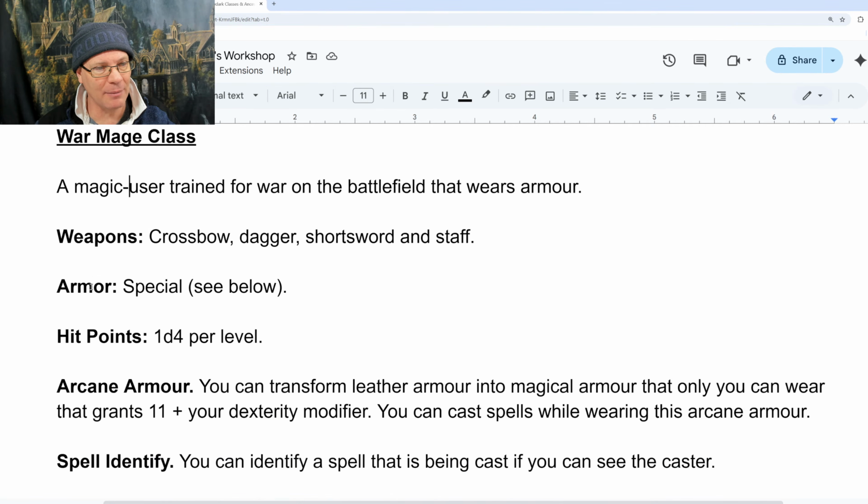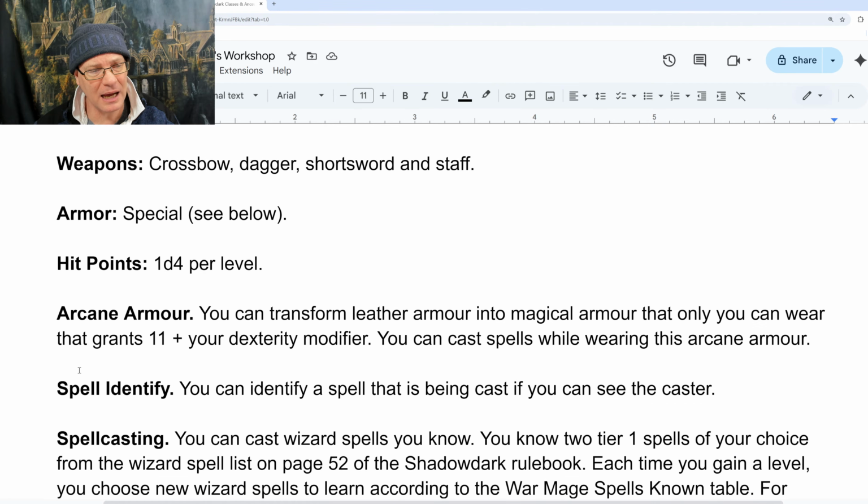Okay, and then armor I've put down special, see below, and you'll see it in a second. I've left their hit points exactly the same as the wizard in Shadowdark, and then I've put in here arcane armor.